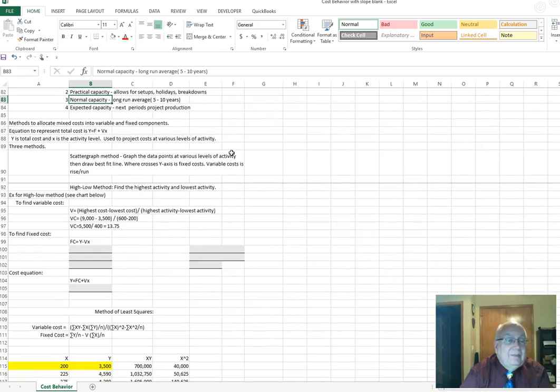Okay, methods to allocate mixed costs into variable costs. I think we'll stop there and start on the next one. This is where we start doing some calculations. So I will stop on this one. That's just the terminology part, and we're going to do methods on the next video.